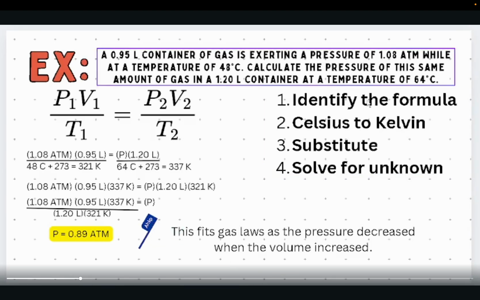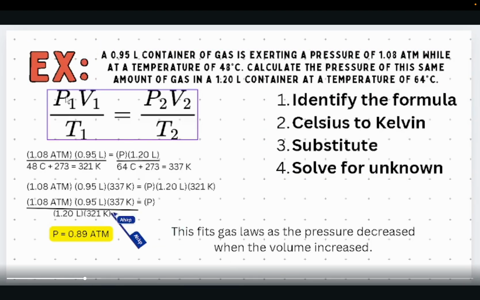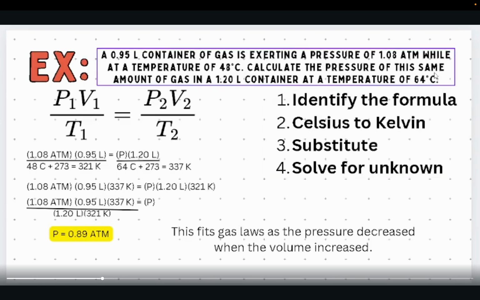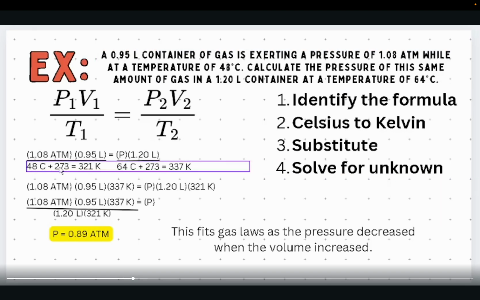So we can substitute in the units into the combined gas law equation, but first we need to convert all the Celsius for the temperature into Kelvin, because that's how Mr. Hicks wants you to solve it. The formula for converting Celsius into Kelvin is to add 273. So 48 plus 273 is 321 Kelvin.